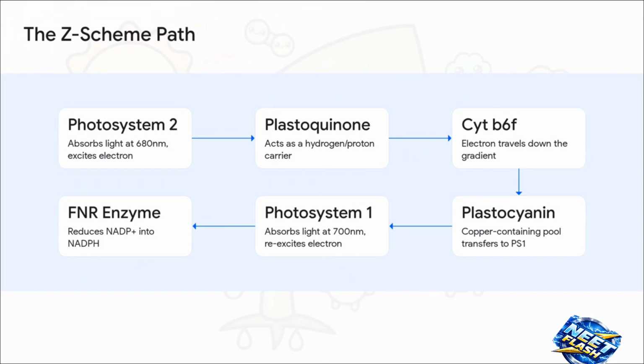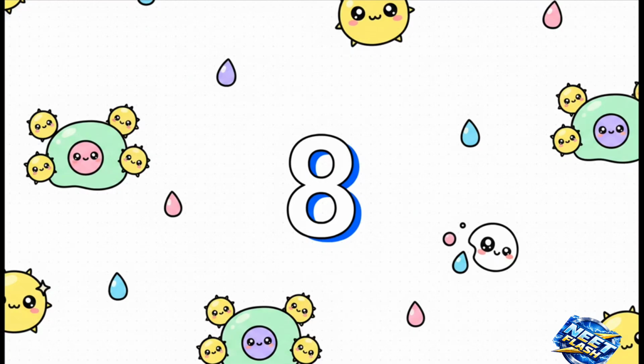Man, what a ride! Now, I really want to spotlight a super important number here, 8. This is known as the quantum requirement. To liberate just one single molecule of oxygen during that initial splitting of water, the plant needs exactly 8 photons of light. That's 4 photons striking photosystem 1 and 4 photons striking photosystem 2 simultaneously. It is a beautifully calibrated microscopic machine, down to the exact photon.